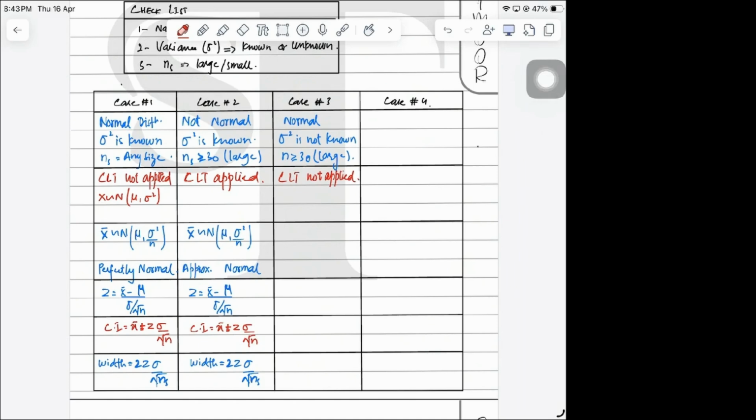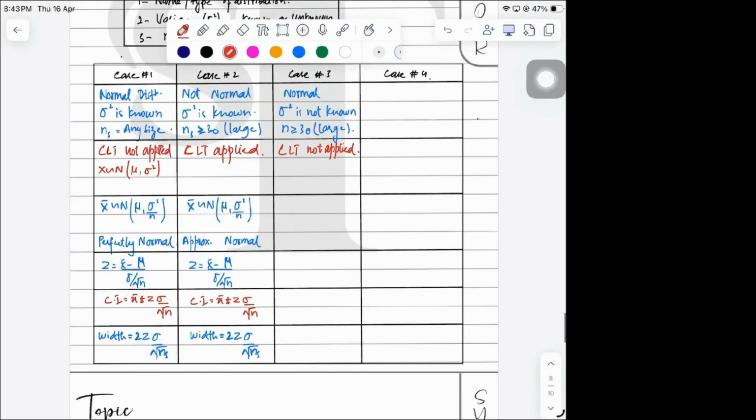In these ones, what's above root n? In the fraction, what's above root n? Sigma. Is this sigma, this one? Okay, yeah.